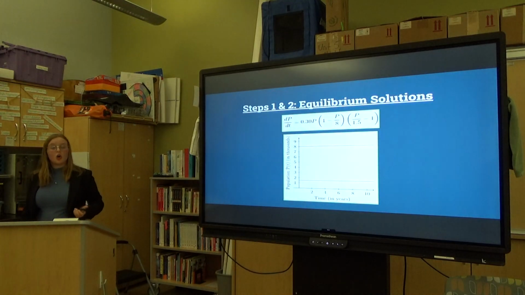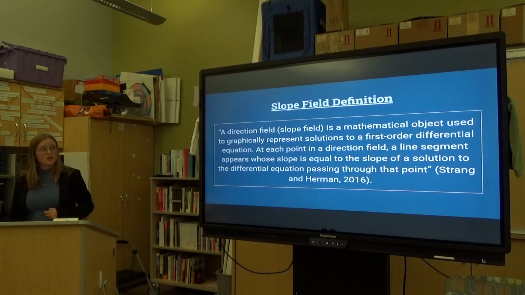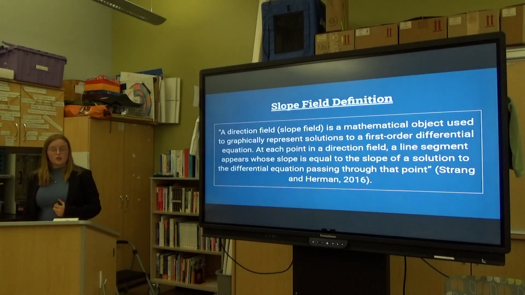The first step involves plugging in these variables. So you get your first step, which is your equation. Then you can find your equilibrium solutions, as this will be when your differential equation will equal 0. That is when your carrying capacity of 8 or your Allee threshold of 1.5, as shown in the graph. These are your horizontal asymptotes. Finally, a slope field. A slope field is a graphical representation.